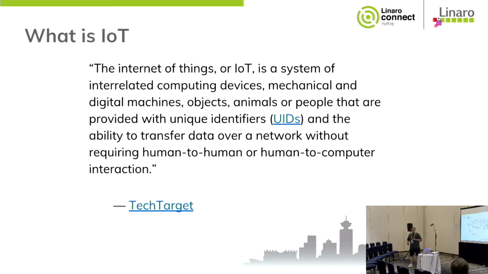I'll read this, you're not supposed to, but it says the Internet of Things, or IoT, is a system of interrelated computing devices, mechanical and digital machines, objects, animals, or people that are provided with unique identifiers and the ability to transfer data over a network without requiring human-to-human or human-to-computer interaction. It's not really the best definition, it's kind of broad. Internet of Animals is kind of an interesting feature, but the thing to really take away from this is the Internet of Things is about things that are connected that aren't normal computers. They're not the computers you're sitting at or that kind of thing.